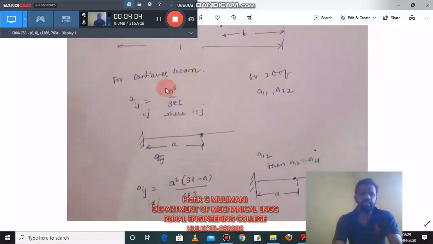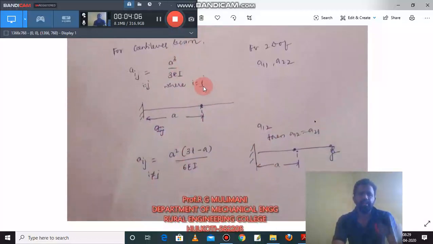Okay, similarly for the cantilever beam, to find influence coefficients, you use this equation where i is equal to j, then it is a cube divided by 3EI. Okay, a cube divided by 3EI. What is a? The position of the mass i with respect to the fixed end. Okay, you use this equation when i is equal to j.